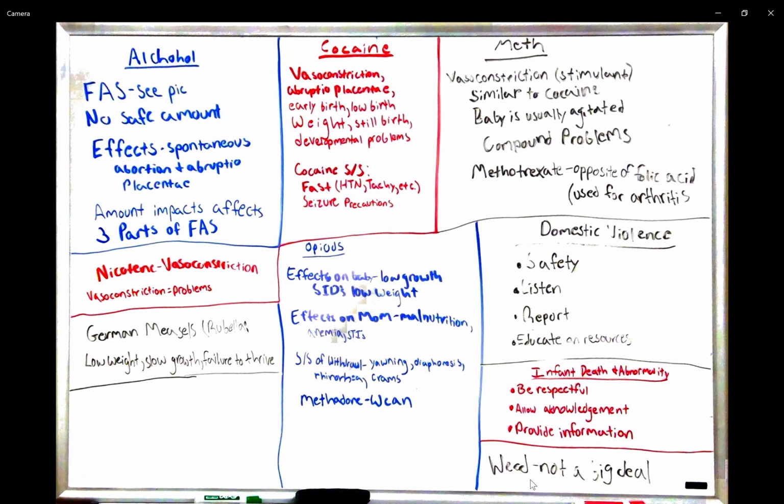Lastly, may not be a big deal in class, we talked about weed. So weed was probably not that big of a deal. Don't worry about it, but if it is, just know that it can be somewhat vasoconstrictive, but we're probably not going to see that on the test. But keep in mind, weed probably has similar effects to nicotine, but again, not a big deal.